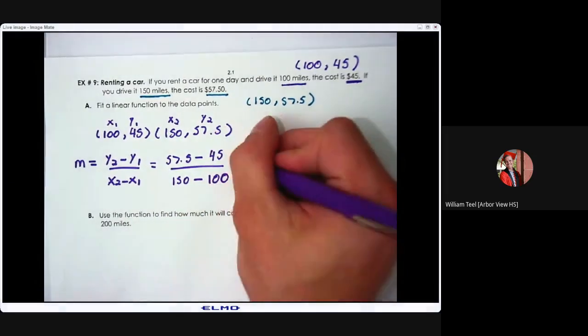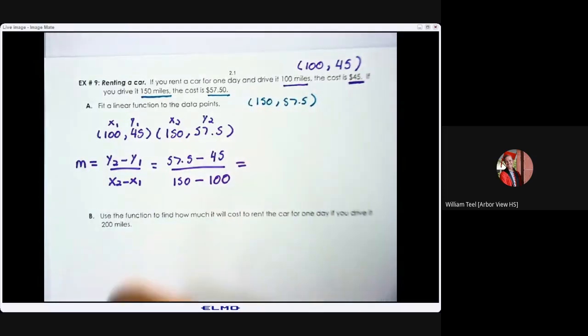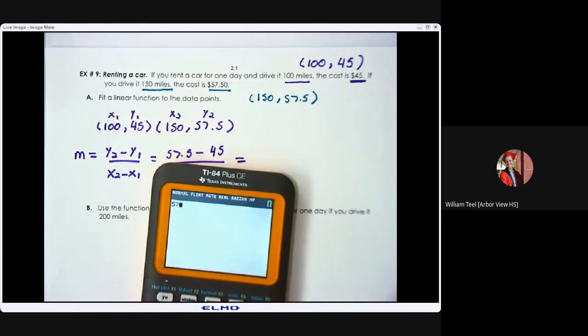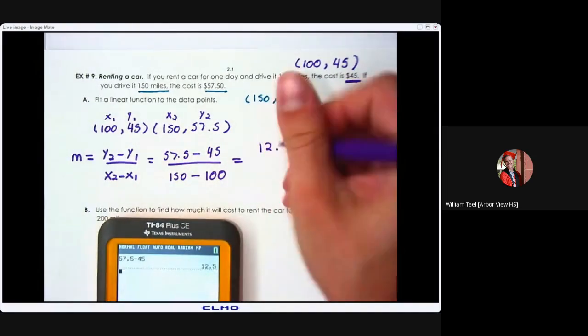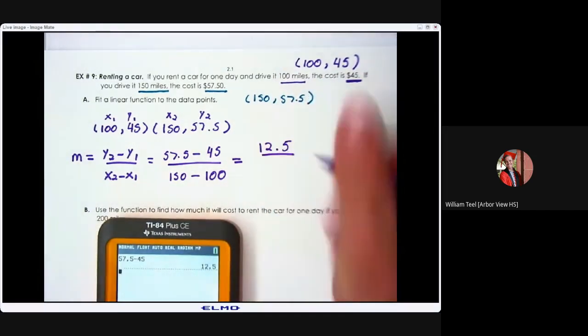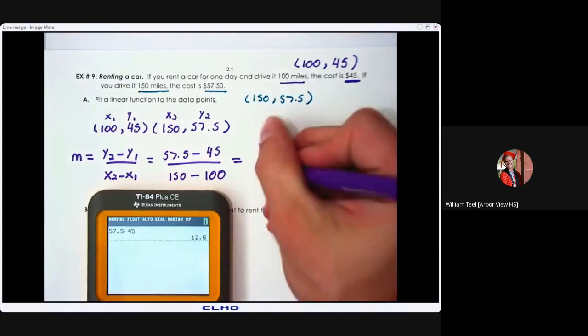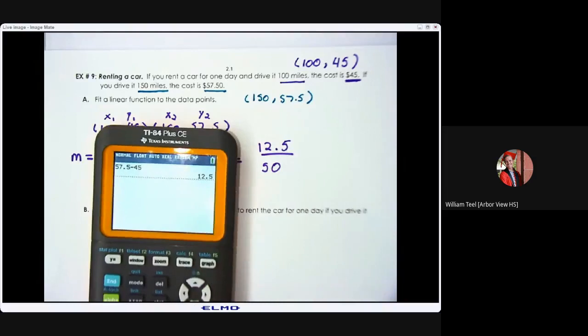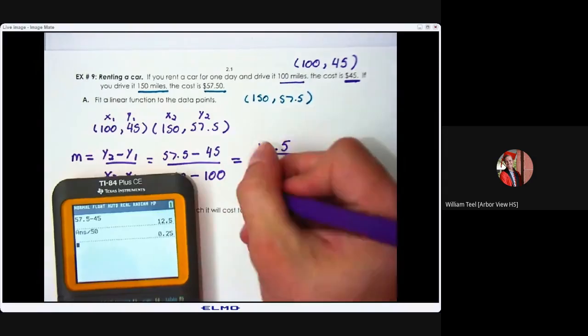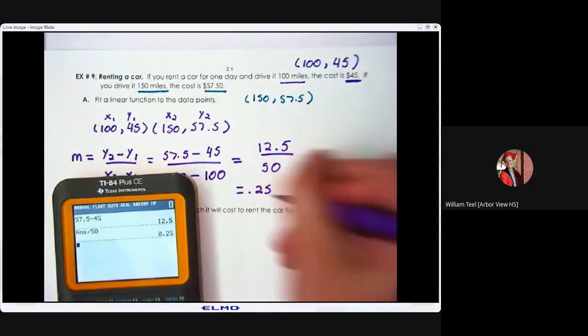Now, if I go ahead and do the math there, I have 5750 minus 45. That is going to give me 1250 or 12.5 here. Over 150 minus 100 is obviously just 50. And if I calculate that, 12.5 divided by 50 is just going to give me 0.25. So my slope here is going to be 0.25.